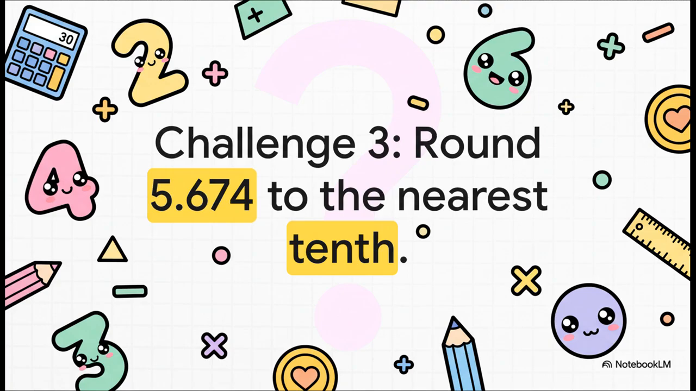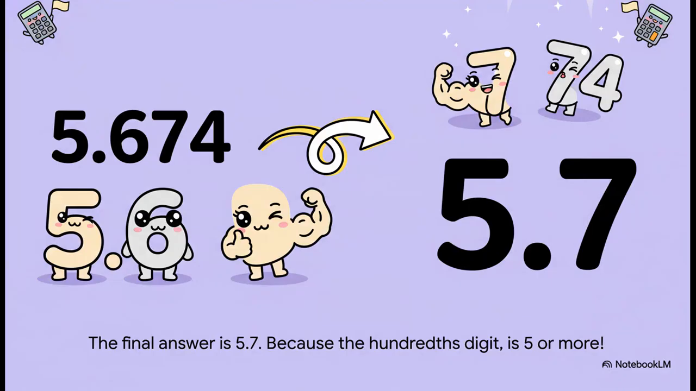And for our final challenge, let's try a decimal. Round 5.674 to the nearest tenth. You've got this. And the answer is 5.7. We just look at the hundredths digit, the 7, which is 5 or more, so we round the tenths digit up from a 6 to a 7. You have totally nailed this.